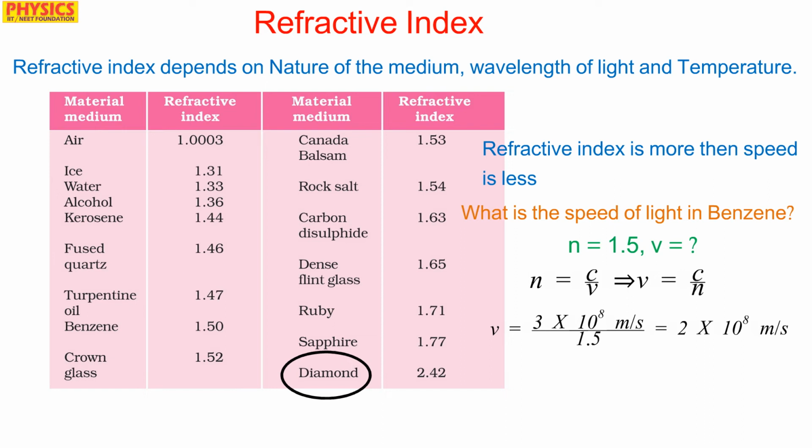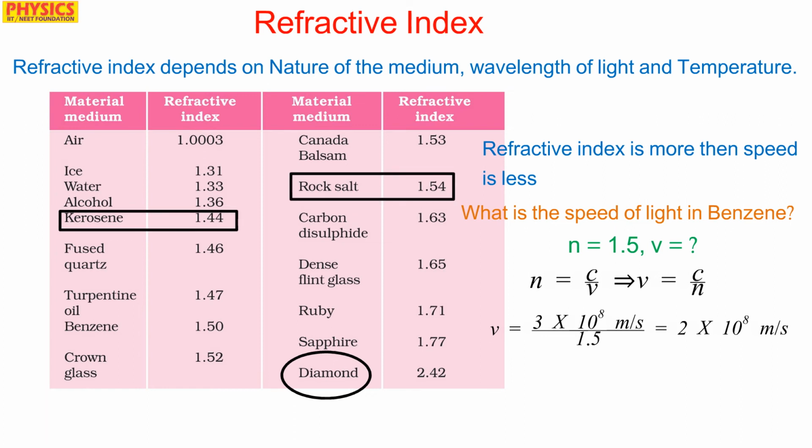Now let us compare kerosene and rock salt. In these two substances, where can light propagate faster? Is it kerosene or rock salt? Yes, your answer is correct. It is kerosene, because its refractive index is less compared to rock salt. As the refractive index is less, speed will be more.